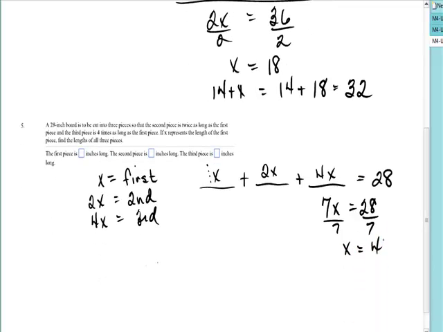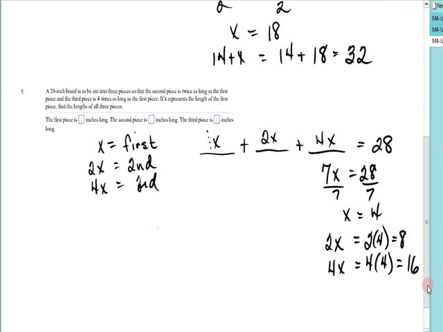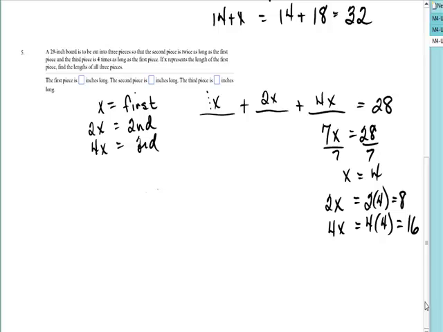Now, this is an example of when you can't just subtract 4 from 28 to get the other because there are 2 others. 2X is the second piece, so it's 2 times 4, which is 8. 4X is the third one, so it's 4 times 4. I'm using the value for X, which is 16. The pieces are 4, 8, and 16. And if you added those all up, you will get 28. Okay, so that's what you're going to do when there are 2 unknown quantities. You're looking for a comparison and then an additional fact to write the equation.